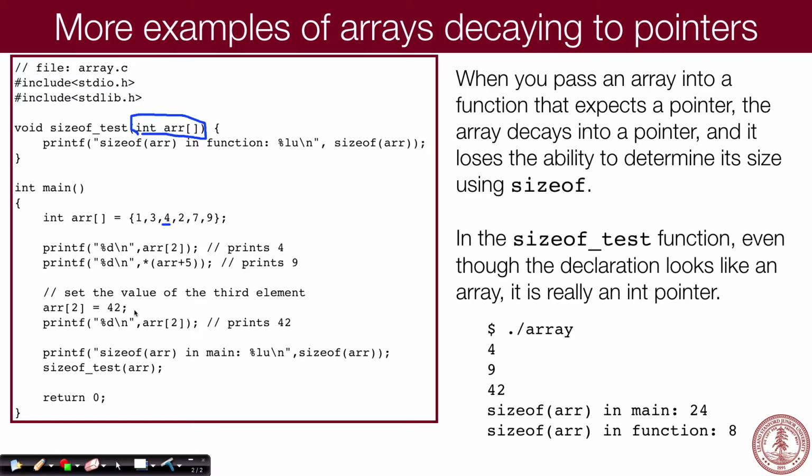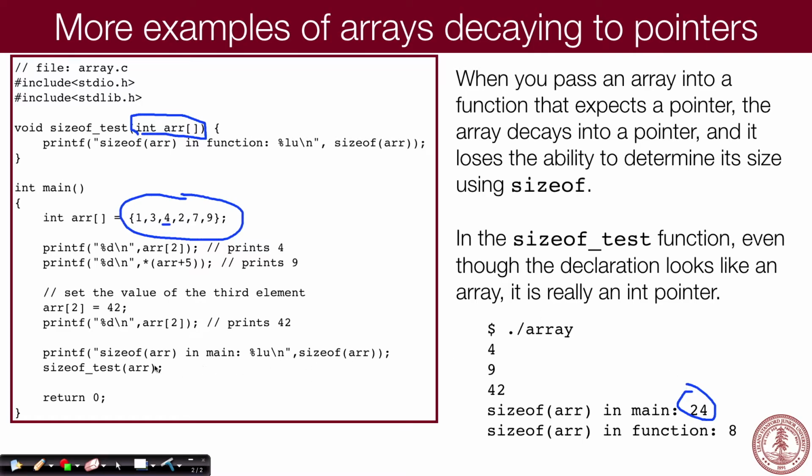If we say sizeof the array in main, what's going to come out? Well, it's going to give you how many bytes there are in that array. There's 1, 2, 3, 4, 5, 6 things. Each thing is 4 bytes long, so it had better print out 24. And it does.